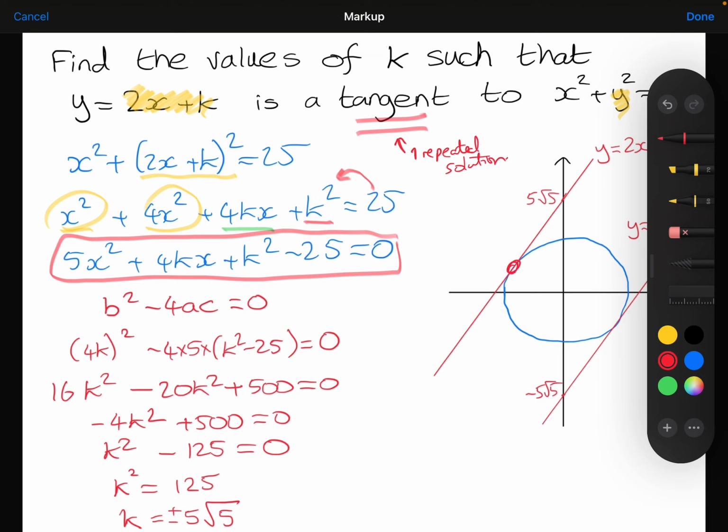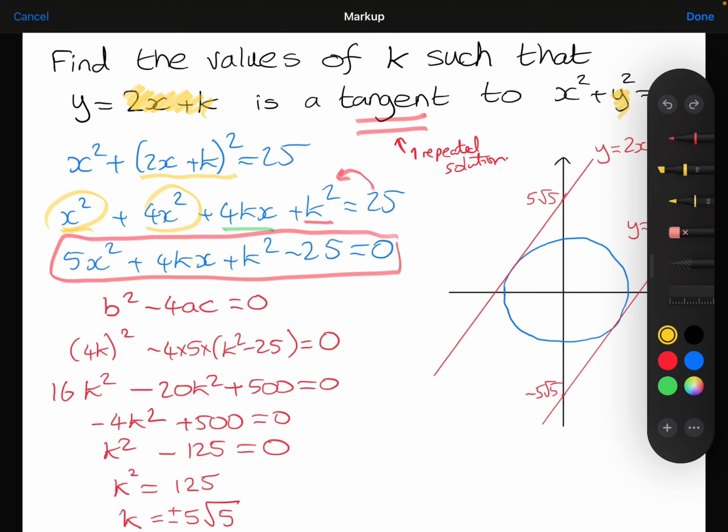If you have a look here, we'll get to this diagram in a minute, but you can see that the straight line just touches the circle once. It doesn't go through in two different places like that. It just touches once, which means that its discriminant will equal 0 for one repeated solution.